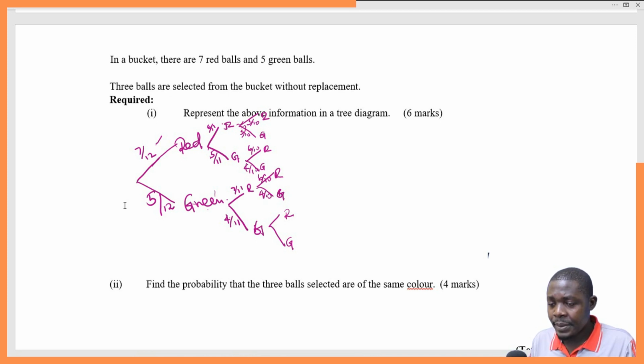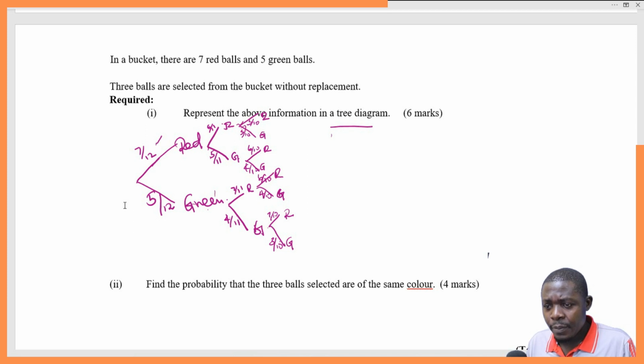And then finally, when we are picking the green balls, the red will remain here. It's going to be 7 over 10. And then the green balls will be 3 over 10. So when we take this probability, 7 over 10 plus 3 over 10, we should be getting 1. 7 over 11 plus 4 over 11, we should be getting 1. The probability is always 1 or 0. Now, this is the tree diagram that we are asked to prepare in Roman 1.